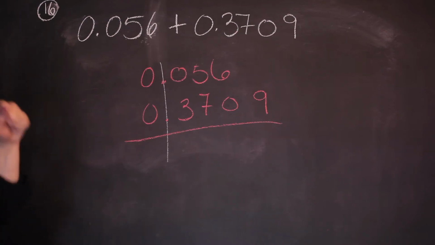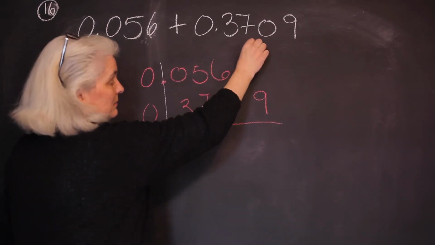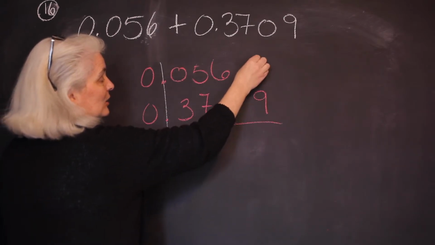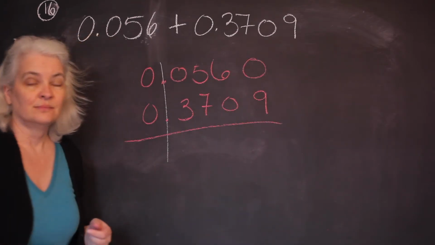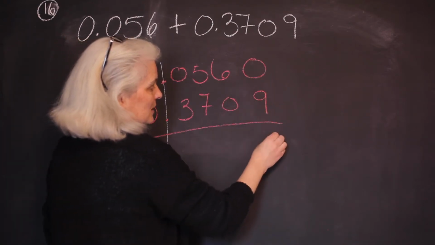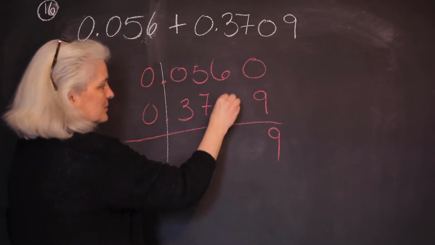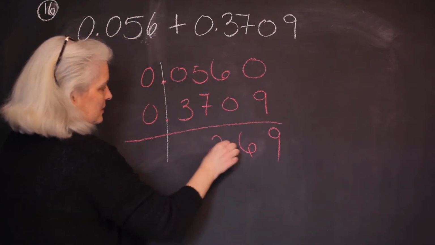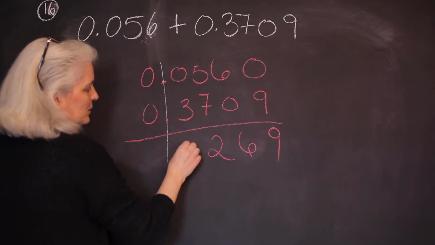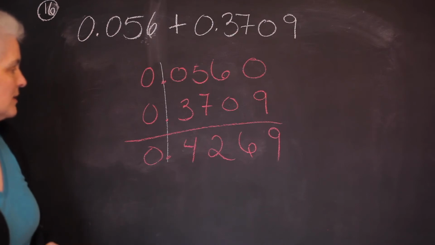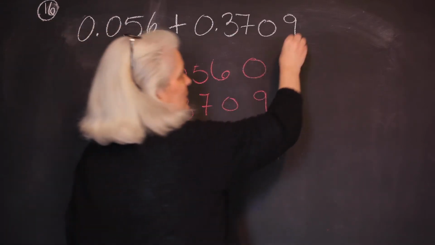Okay, so now the first thing I need to do is add. This is the 10,000ths place. Add what's in the 10,000ths place. There's nothing here. I can put a 0 there. Okay, I have 0 10,000ths in that number. So I have 0 plus 9 is 9. 6 plus 0 is 6. 5 plus 7, 12. So I regroup, and I have 1 and 3 is 4. So I have 4,269 10,000ths is my answer.